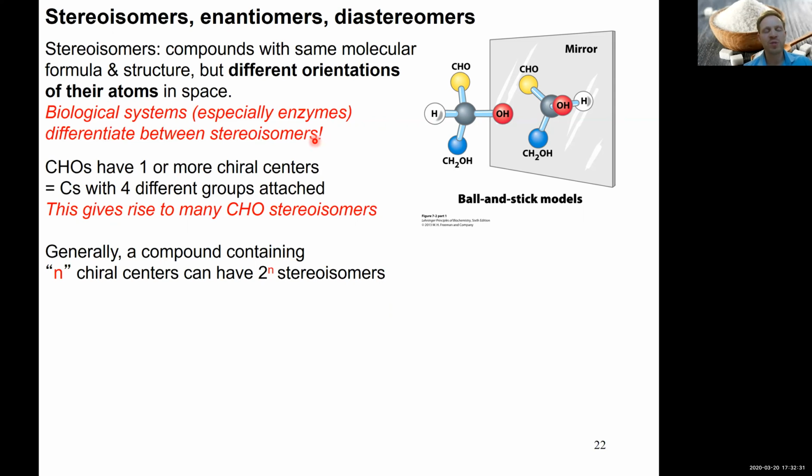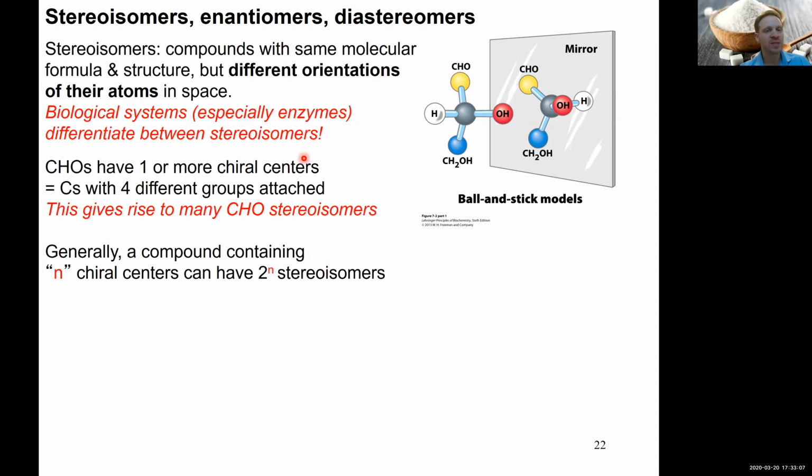This is really important because these differences in the orientation of the atoms in space can be recognized in biological systems. Enzymes especially are often highly specific to only one certain stereoisomer. So this is one way of controlling pathways: this specificity to the stereoisomers in enzymes can control which substrates are being used by an enzyme. These different stereoisomers come from the fact that carbohydrates have chiral centers.